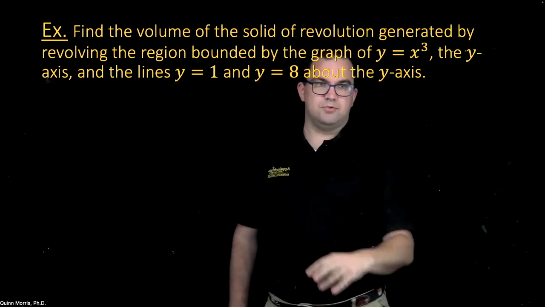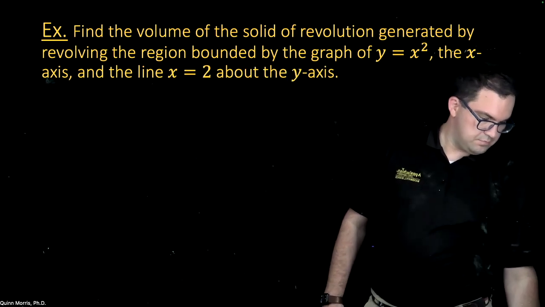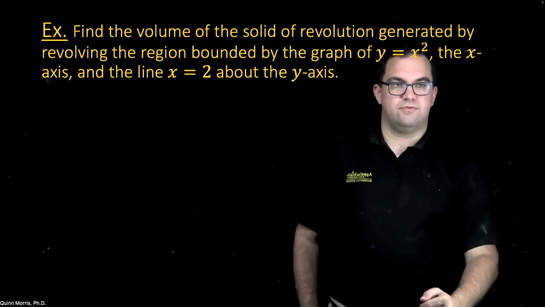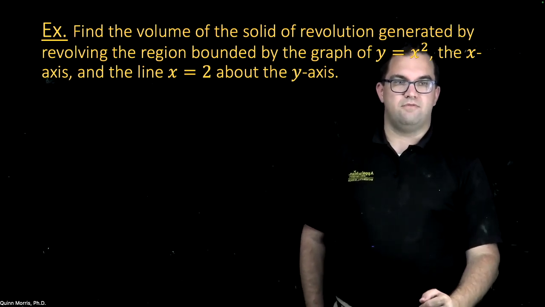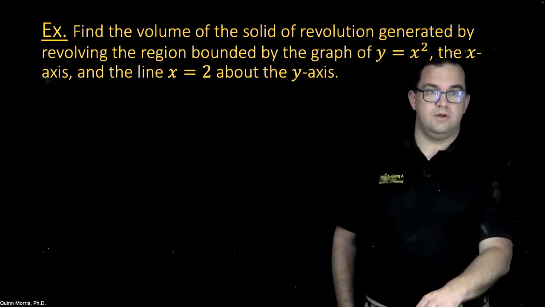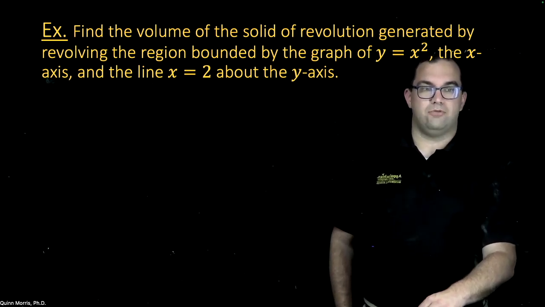Now, in these next two examples, we're going to see we get a slightly different cross-sectional shape. In this case, I want to find the volume of the solid of revolution generated by revolving the region bounded by the graph of y is equal to x squared, the x-axis, and the line x is equal to 2 about the y-axis.